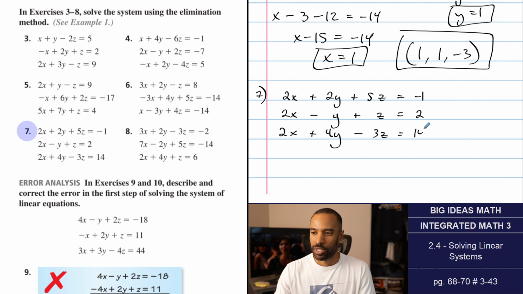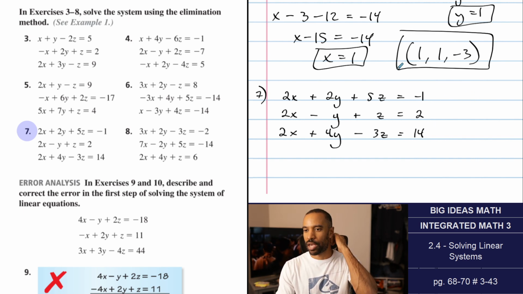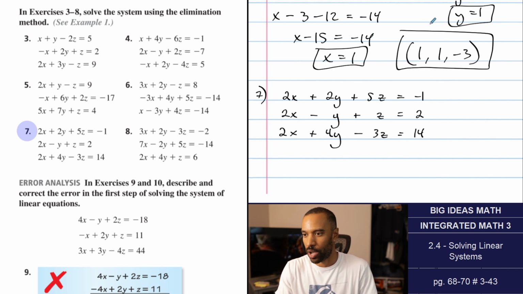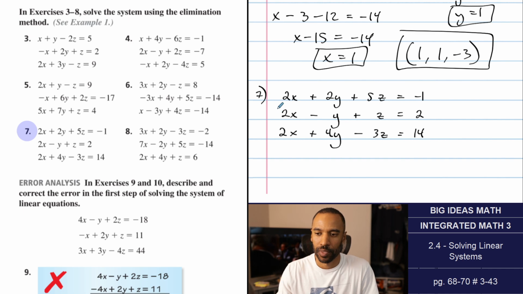3z equals 14. Okay. Despite the fact that I wrote this how I did, I'm going to take one of these equations and multiply by negative 1 on it. Which one? The middle one. Let's multiply the middle one by negative 1.